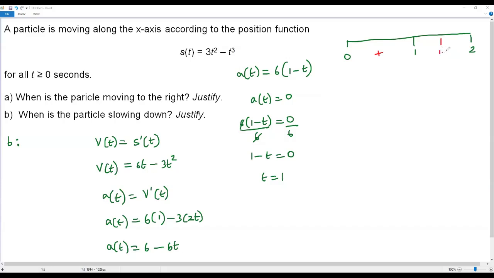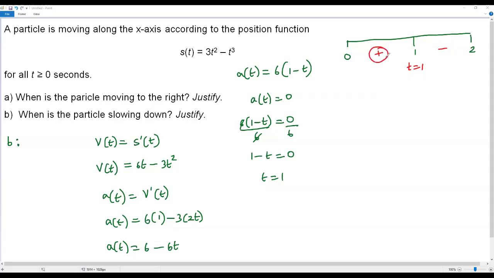Now let me take a random value in the second interval between 1 and 2 seconds. Let's say 1.5. When I plug in t equals 1.5, what will happen? 6 times (1 negative 1.5) will be negative 0.5. 6 is positive, but this is negative. When I multiply a positive value and a negative value, I am getting a negative value. So between 1 and 2 seconds, the acceleration is negative. On the left side of t equals 1, the acceleration is positive. On the right side of t equals 1, the acceleration is negative.